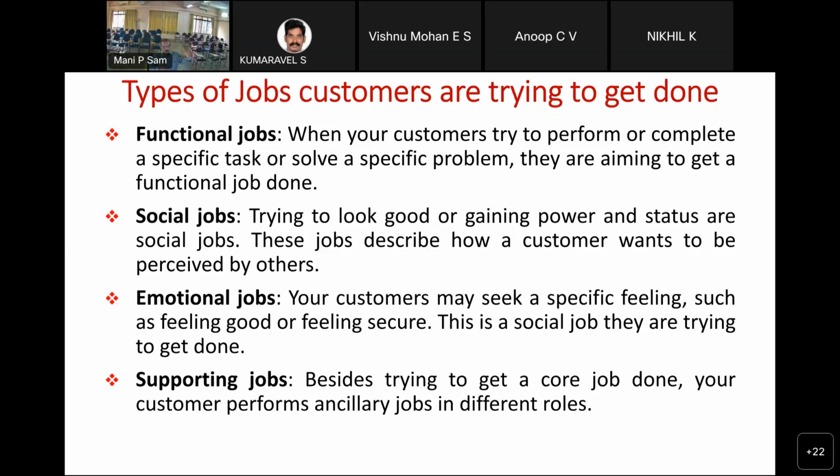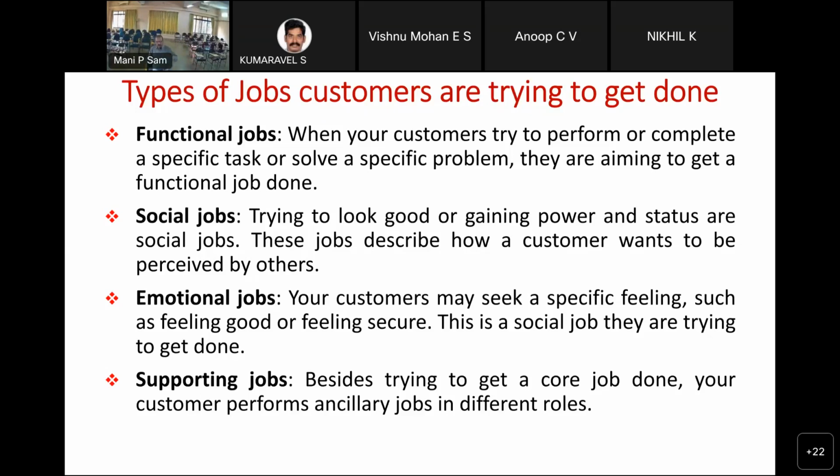And don't feel that all these jobs are standalone. They could be clubbed together. There may be differing percentages or proportions of these in a particular requirement of the customer. As an entrepreneur who provides the value proposition, you really need to understand the reason why the customer is looking for a product or a service, and analyzing and understanding the types of jobs that customers are trying to get done will enable you to design or position your product appropriately.